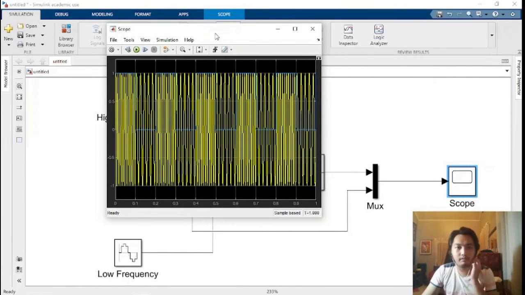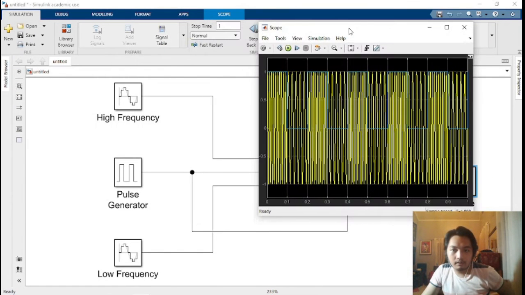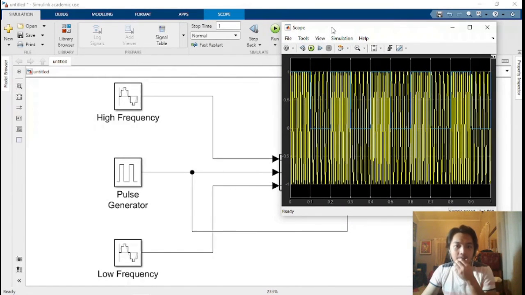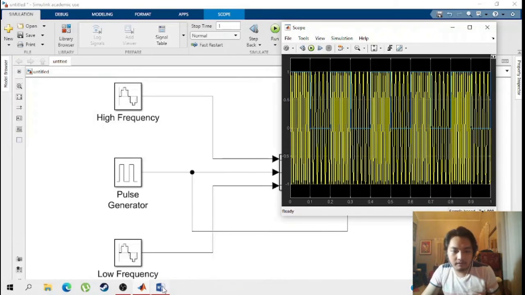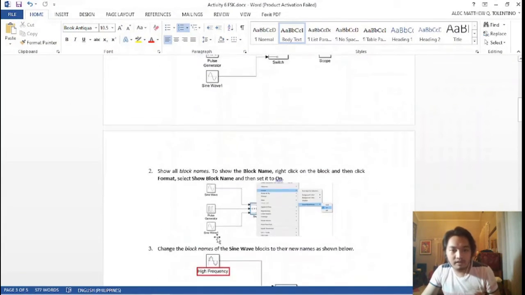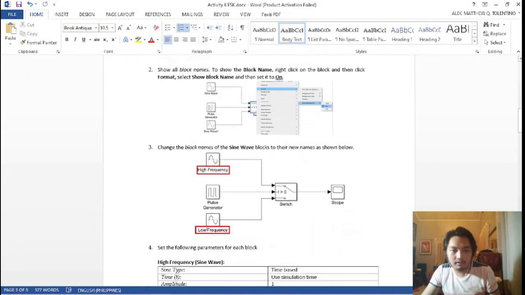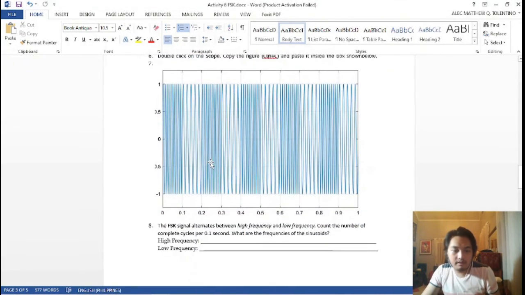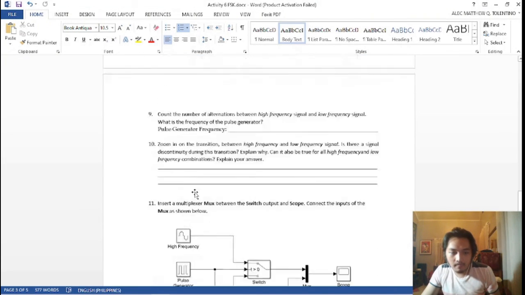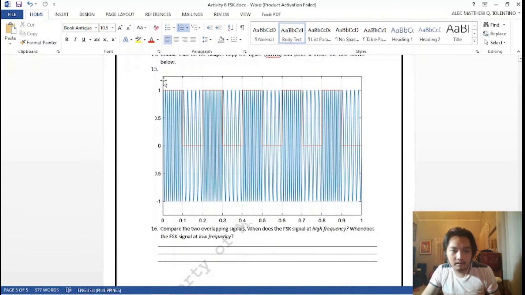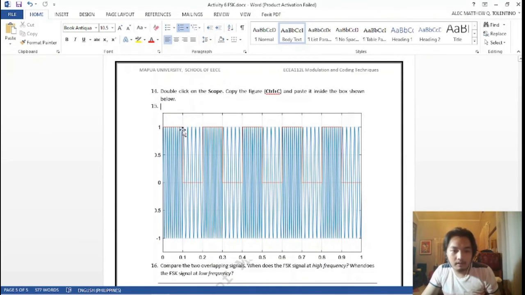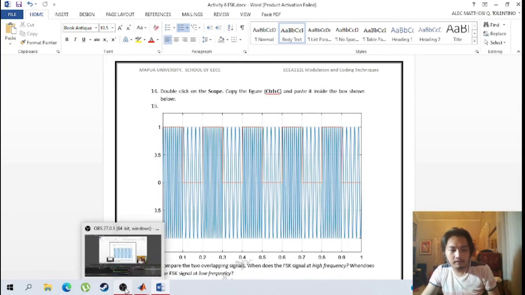So this is my demonstration for activity 6. As we can see for the first one, the Simulink model without the multiplexer, this is the output signal, and when we added the multiplexer, this is the output signal. The difference is that when we added the multiplexer, a square wave can be seen in the output signal. And that is all for my demonstration. Thank you.